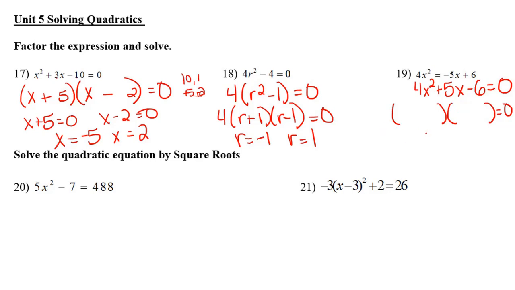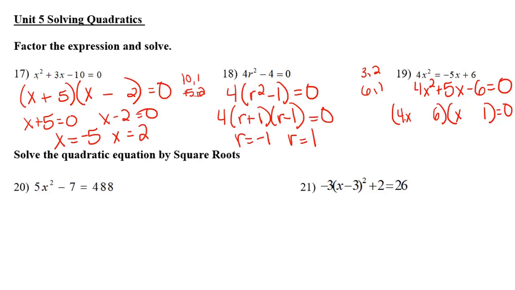How do you make 4? Well, 2 and 2. Let's try 4 and a 1. So 4x and an x. How do we make 6? Well, 3 and 2 and 6 and 1, right? I'm going to try a 6 and a 1. So I'm going to put a 6 here and a 1 there.